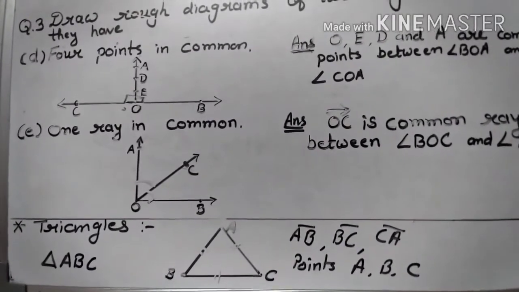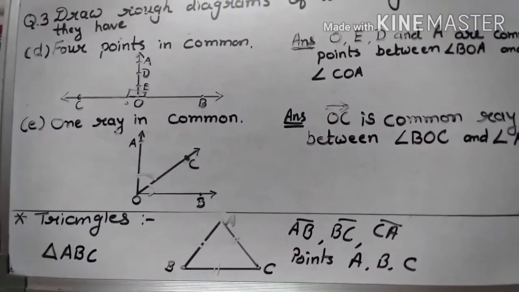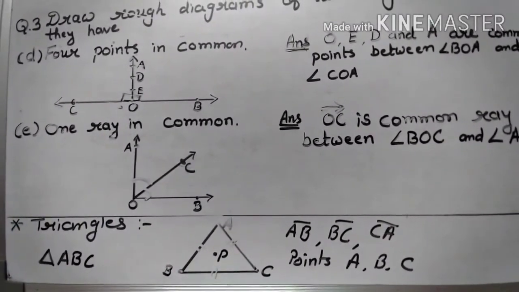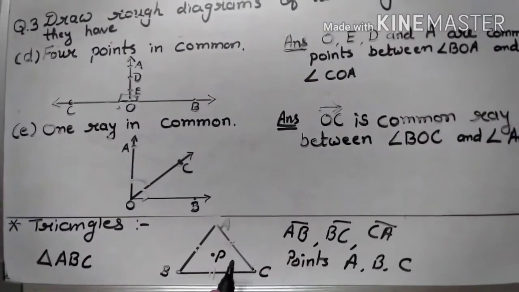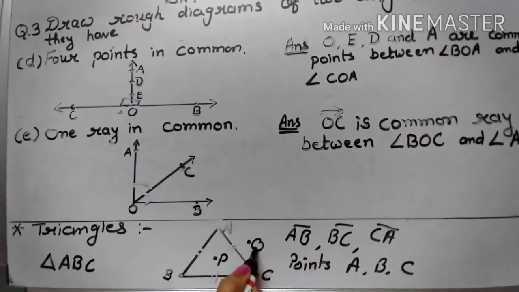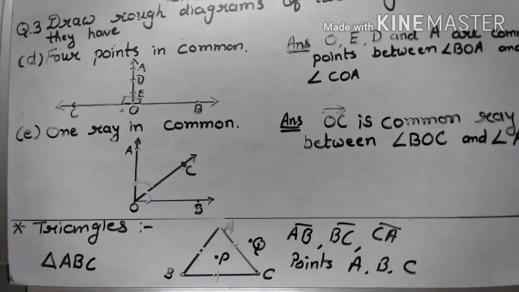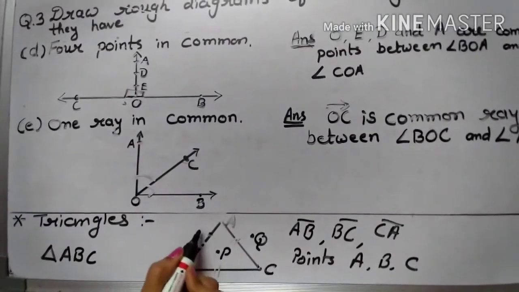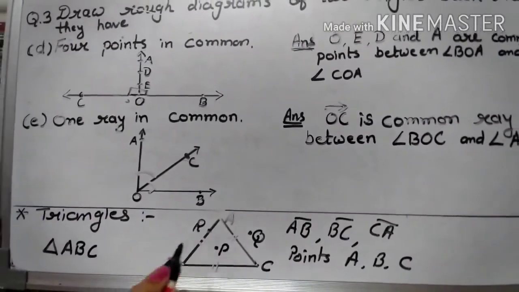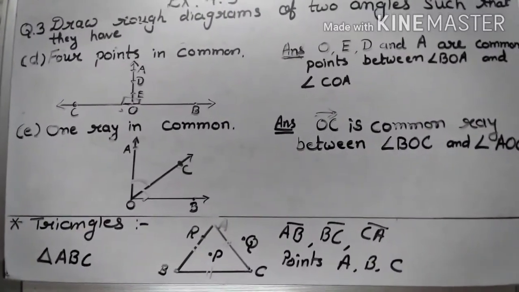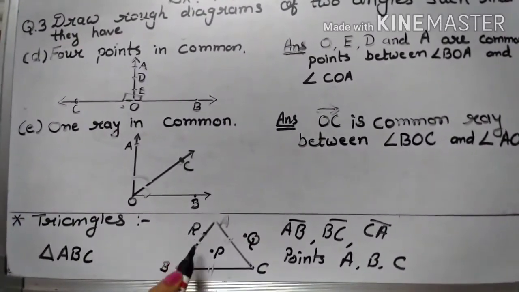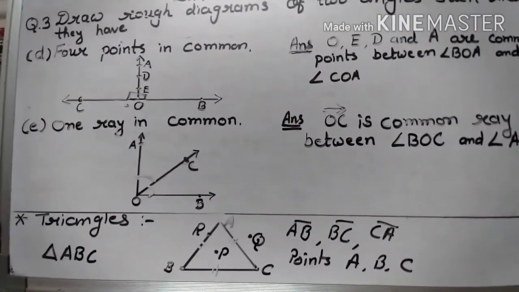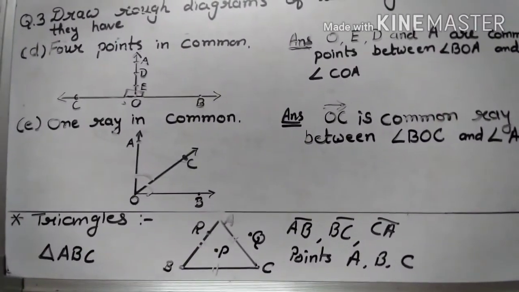Now, interior and exterior of a triangle. Suppose I put a point P inside the triangle, it is called interior. If I put a point Q which lies outside the triangle, it is called exterior. And if I put a point R on the triangle, then it is the point R on the triangle. Now we will move to our next exercise 4.4.